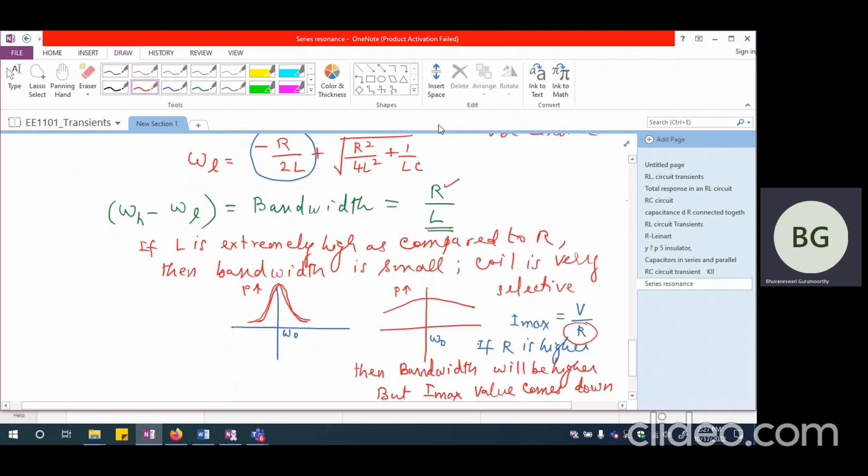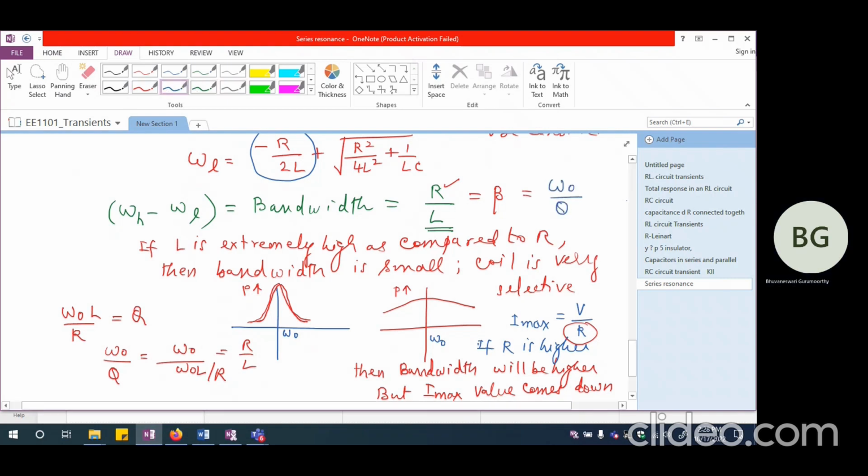Now, if we say R by L is the bandwidth, which is beta, let us say, but we said that omega naught L divided by R is Q. So if I say omega naught divided by Q, then this is going to be omega naught divided by omega naught L divided by R, which comes out to be R by L. So omega naught divided by Q is in one sense the bandwidth of any resonant circuit.